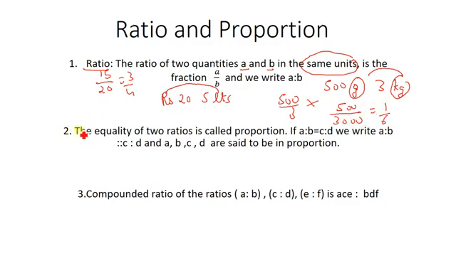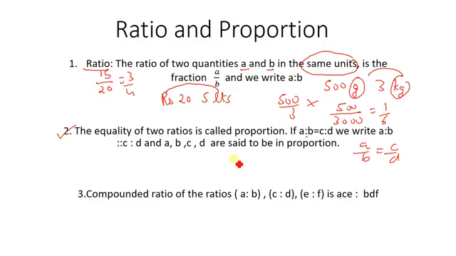Okay, now next going to proportion. The equality of two ratios is called proportion. If A is to B is equals to C is to D, we write it as A is to B double colon C is to D, and A, B, C, D are said to be in proportion. Now if A upon B is equals to C upon D, then we say that A, B, C, D are in proportion.